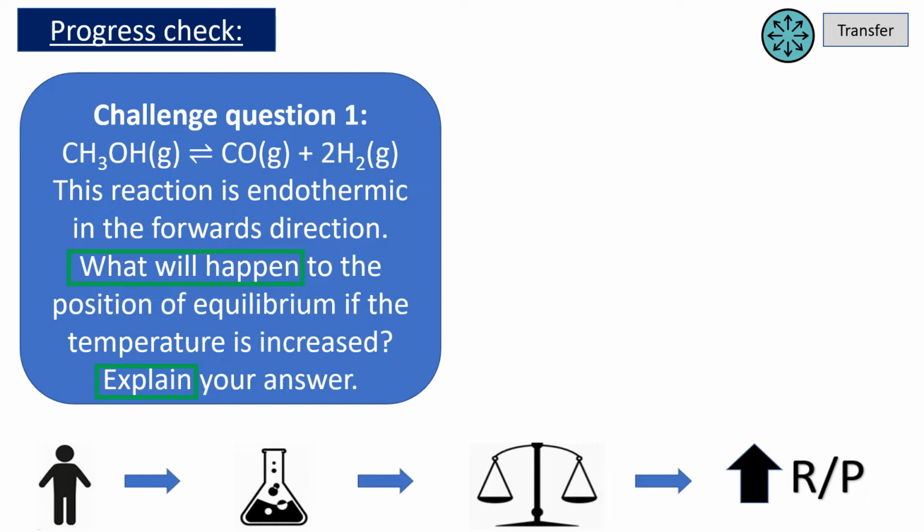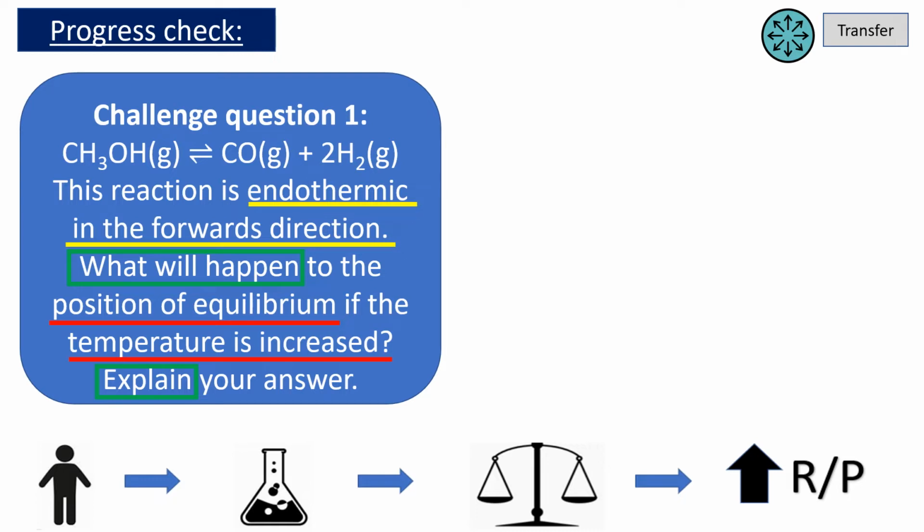So what will happen to what? Well, the position of equilibrium. So that's going to either be left, right, more reactants, more products. And what am I changing? Well, I am increasing the temperature. Before I go any further, I need to know whether the forward reaction is endothermic or exothermic. And it tells me here that the reaction is endothermic in the forwards direction. I'd be annotating this on a piece of paper somewhere, guys, which means the reverse reaction is exothermic.